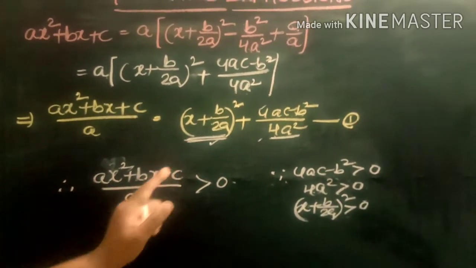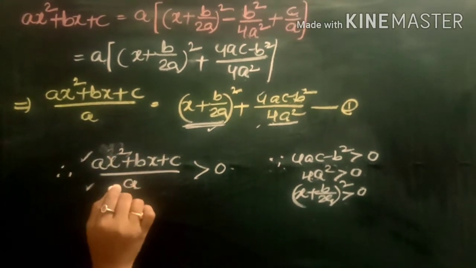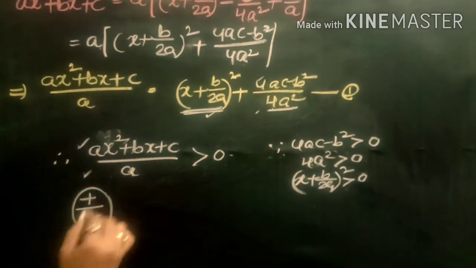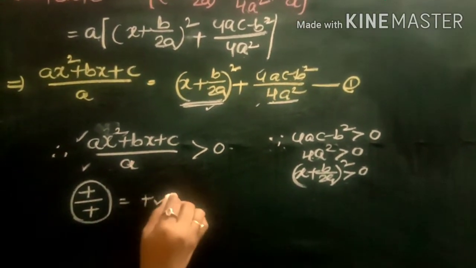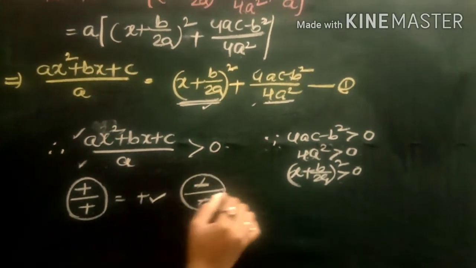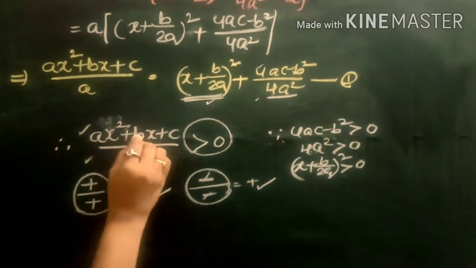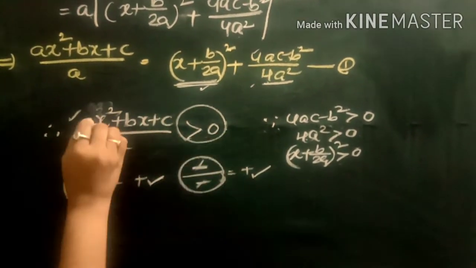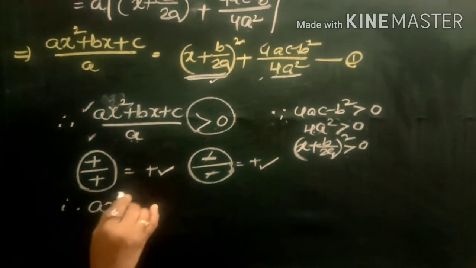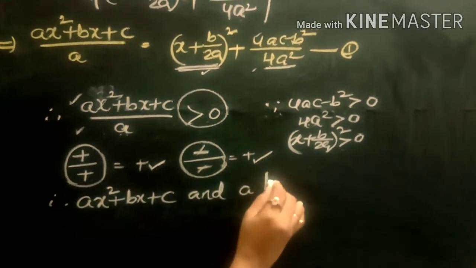So ax square plus bx plus c by a greater than 0 means these two terms have the same sign. That is, first value positive and second value positive returns a positive value. For example, first value negative and second value negative returns negative by negative, which equals positive. So if ax square plus bx plus c by a is greater than 0, then ax square plus bx plus c and a have the same sign. Therefore ax square plus bx plus c and a have the same sign.